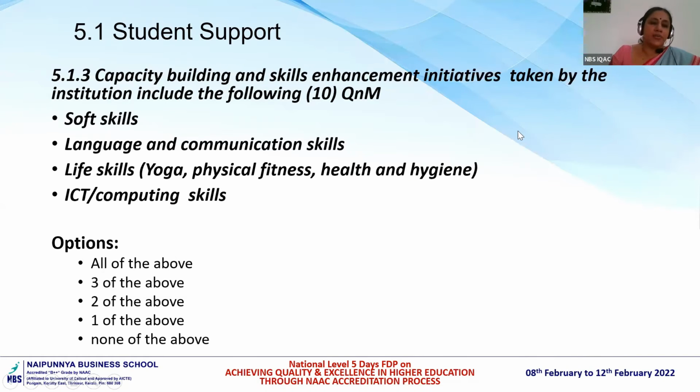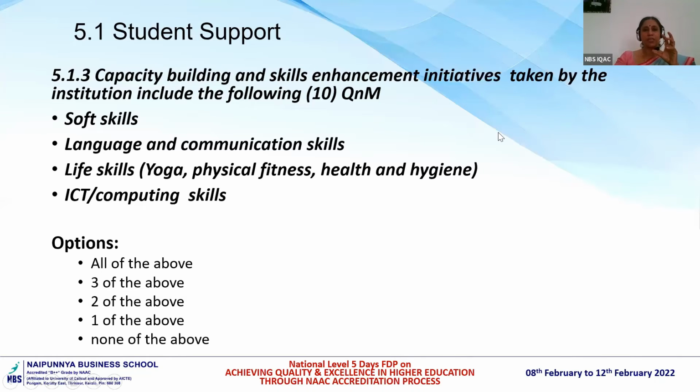Next is 5.1.3, the third sub-criterion in student support, that is capacity building and skill enhancement initiatives taken by the institution. It carries 10 marks. It is again a quantitative metric.